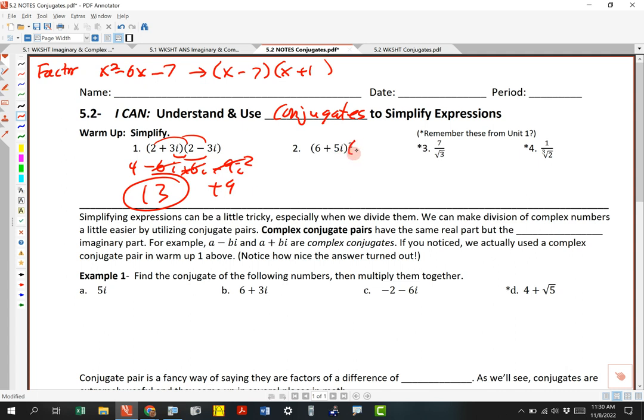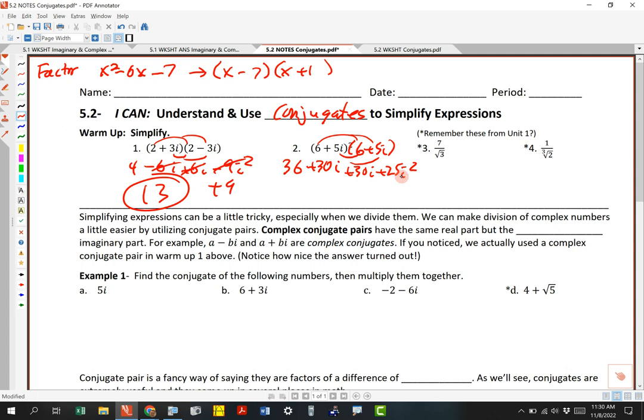The next one's a little different. Listen up. We should recognize some patterns here. We're going to multiply here and here. That's going to be 36. That's going to be plus 30i. Then it's the 5's turn, so this is going to be plus 30i. And then this is going to be plus 25i squared.